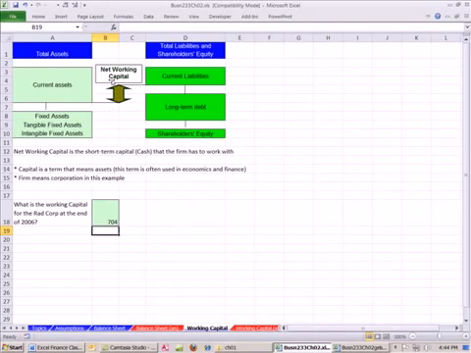Now, net working capital is all over the place. Different businesses, different industries have different numbers that are good or bad. But in general, you want it positive.